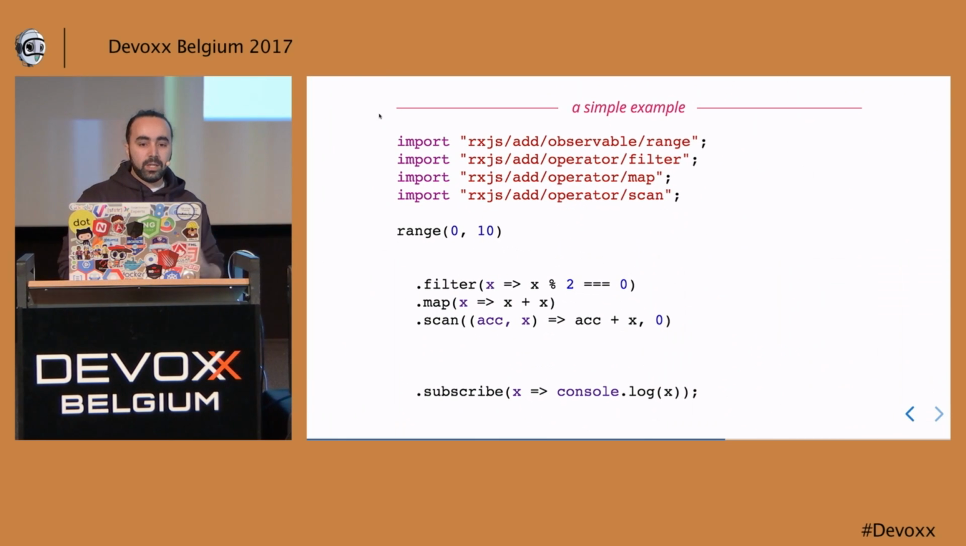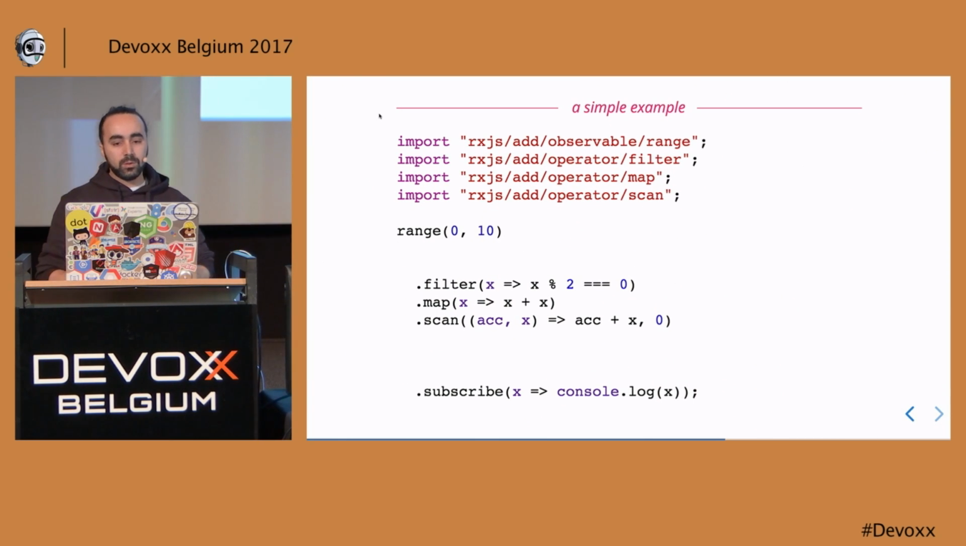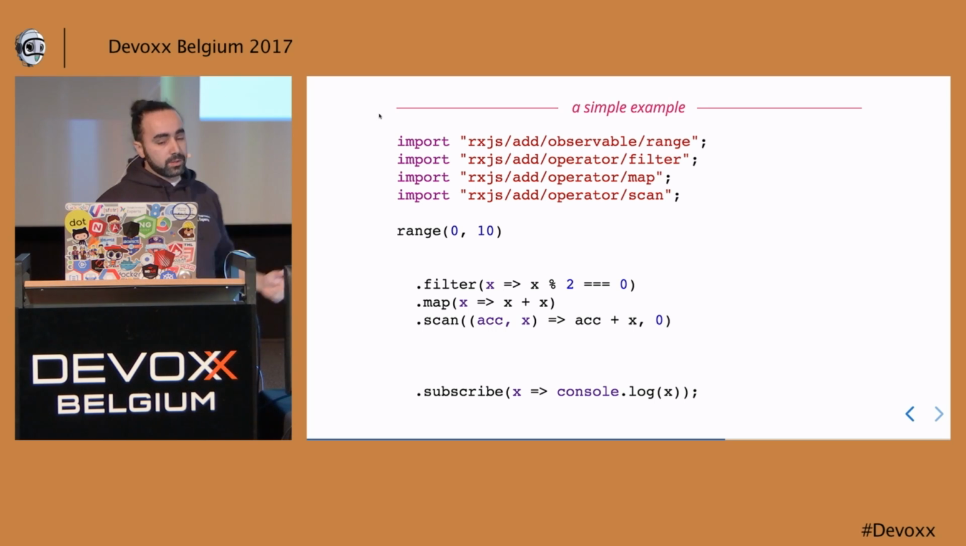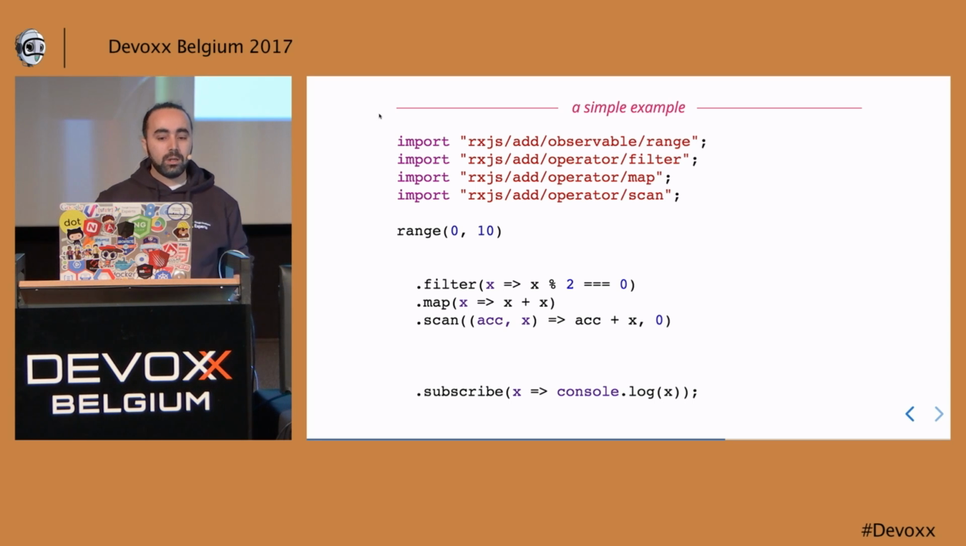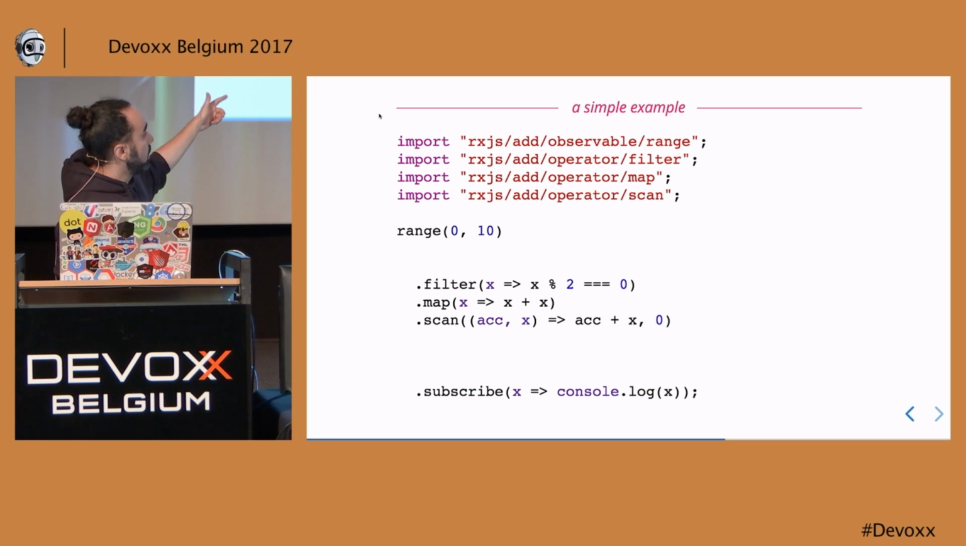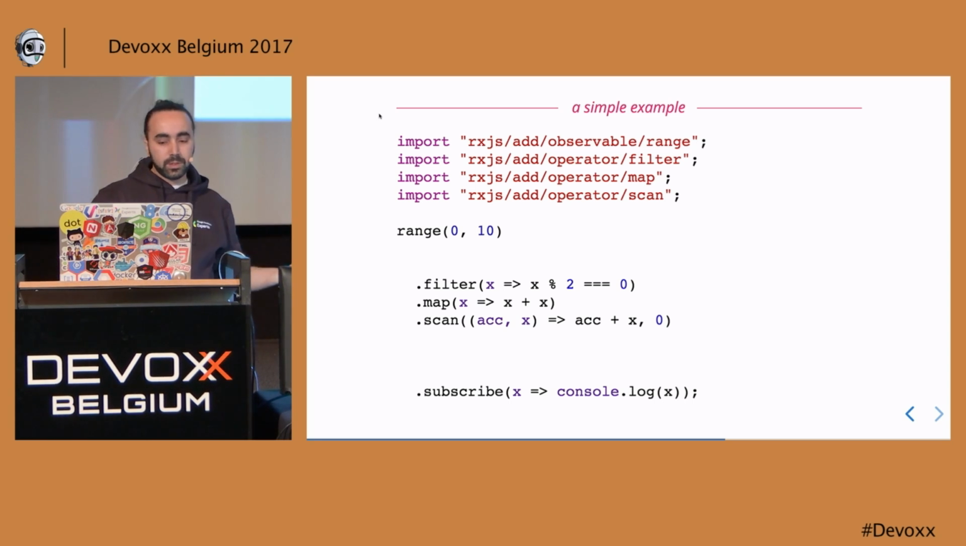So here we have a JavaScript sample code with a simple function that does some reactive stuff using three operators. We create a stream using the range operator from 0 to 10, and then we transform those values and then get the result in the subscribe.